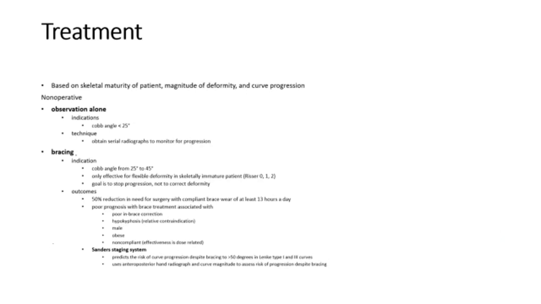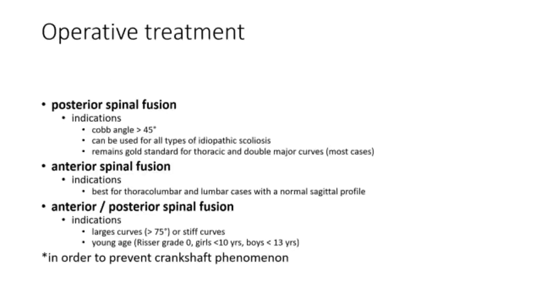So treatment is based on all this: on skeletal maturity of patients, magnitude of deformity, and curve progression. It could be non-operative, bracing, or operative, like posterior spinal fusion, anterior spinal fusion, or anterior and posterior spinal fusion together to prevent the so-called crankshaft phenomenon that I'm going to describe in a few seconds.